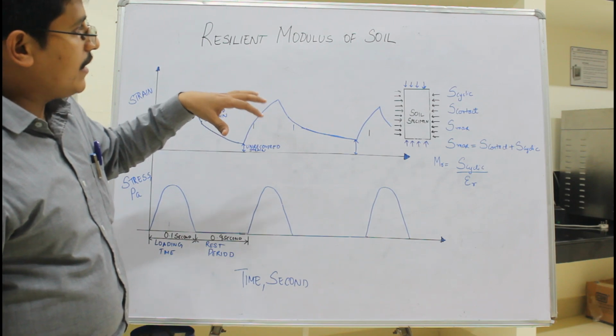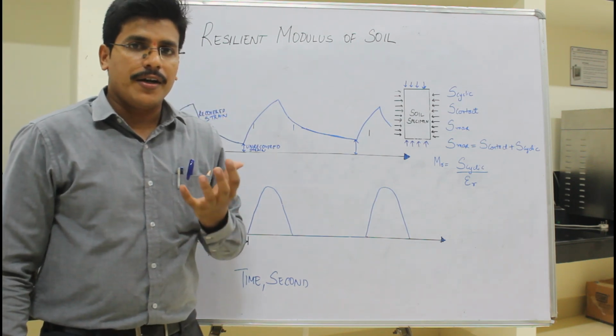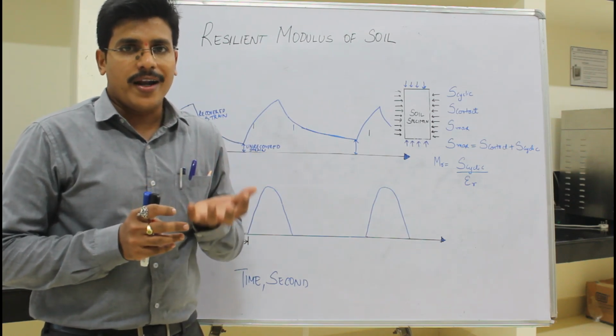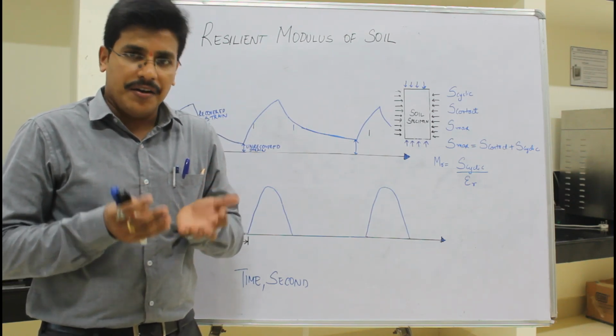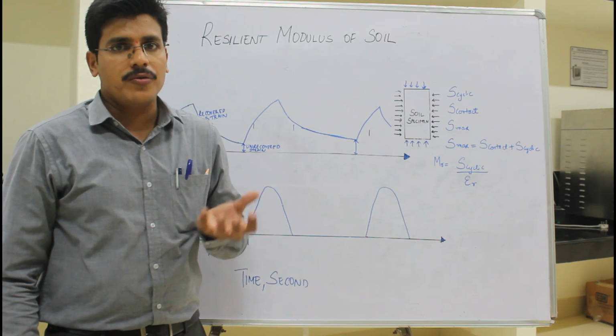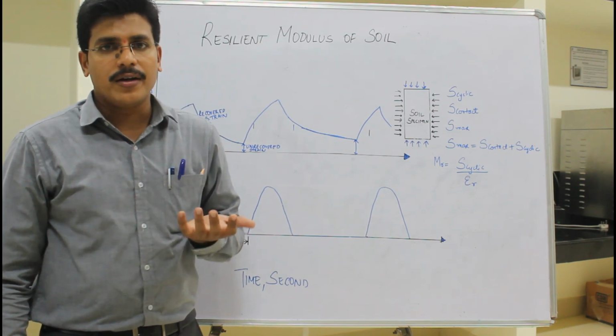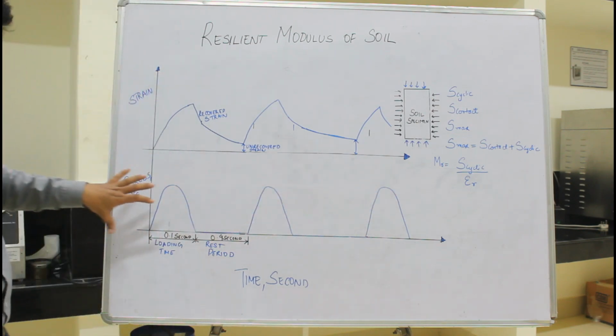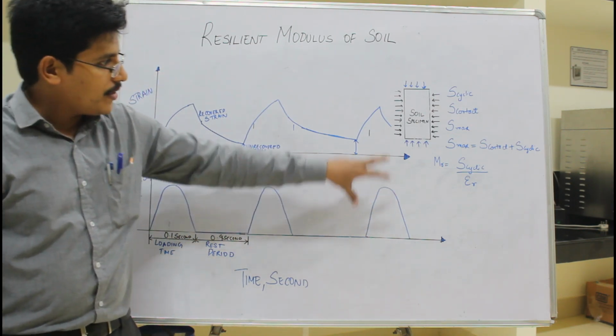In the resilient modulus, basically we will see how resilient a material is. Resilient means how elastic it is, so how easily it can recover to its original shape when you deform it and remove the applied load. If you see this diagram, this is the stress we apply on a soil sample.